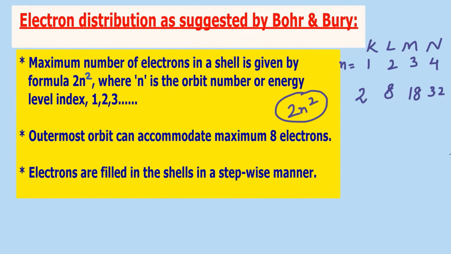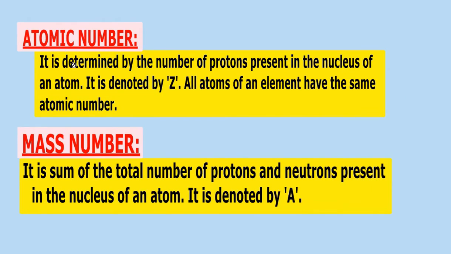We will discuss electron distribution of various atoms in detail, but before proceeding with the details of electronic distribution, let's discuss some terms first. What is atomic number? It is determined by the number of protons present in the nucleus of an atom. It is denoted by a capital letter Z, and all atoms of an element have the same atomic number. Atomic number is equal to the number of protons.